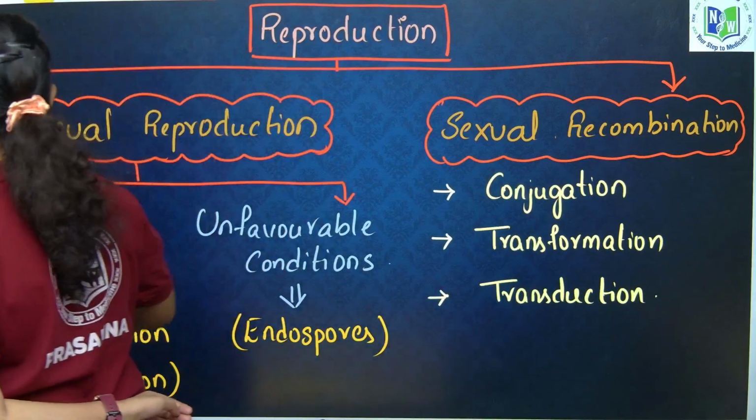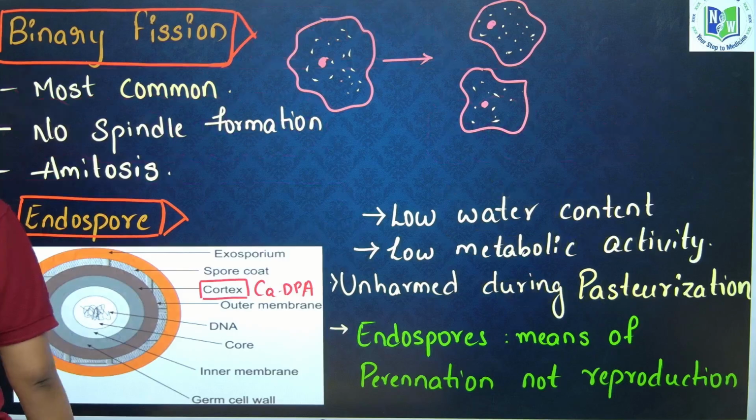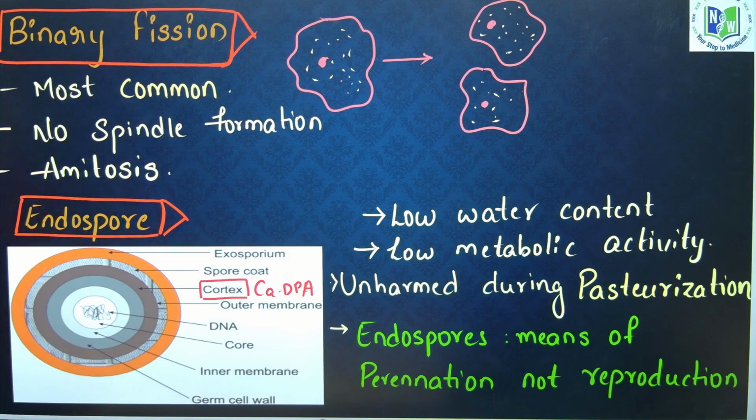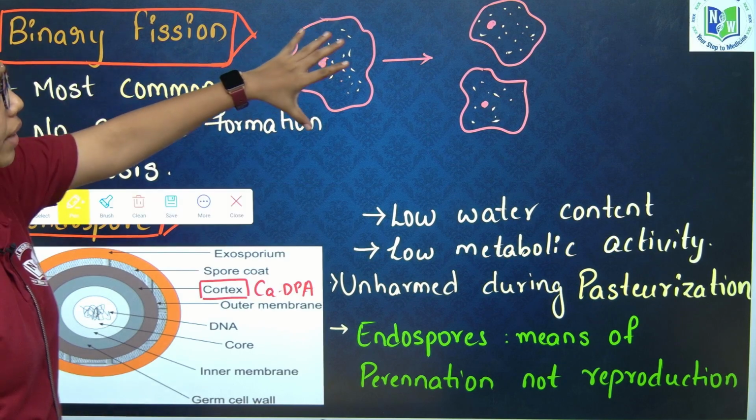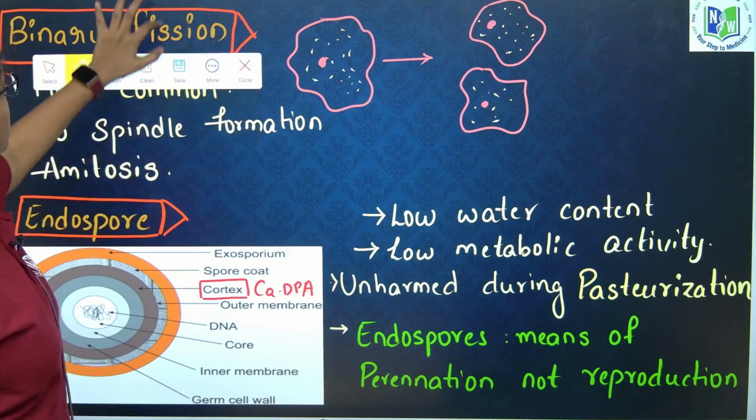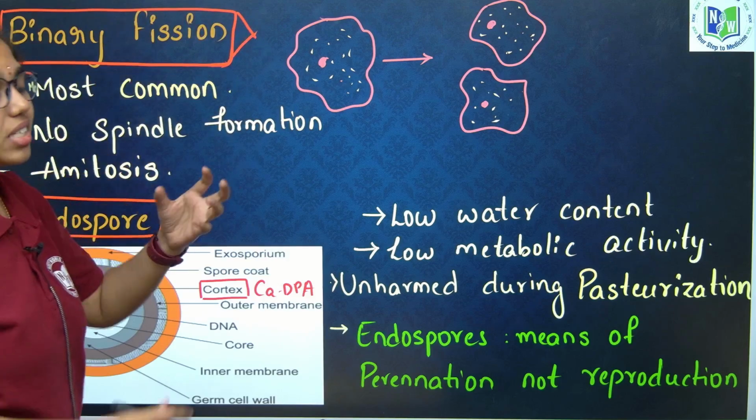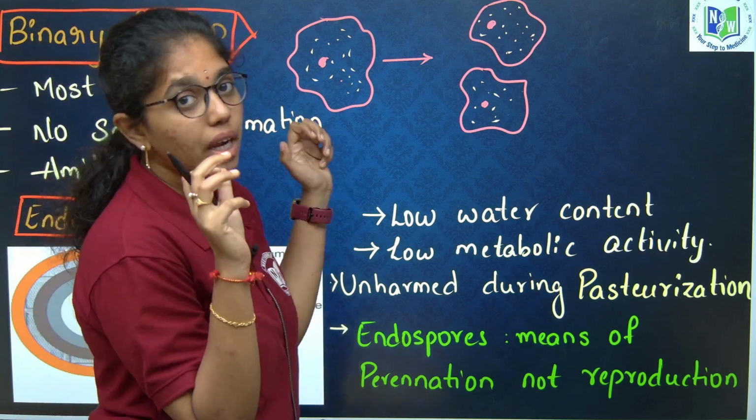Next, binary fission is also called amitosis because simply a single cell will divide into two. Karyokinesis and cytokinesis happen simultaneously without any cell membrane division.